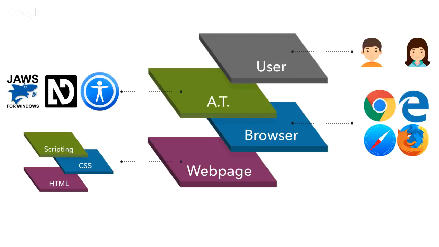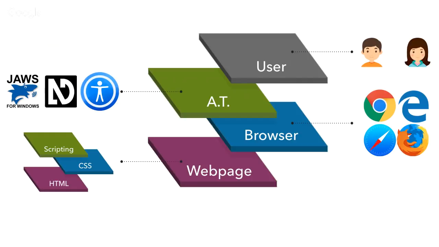And we can have a role, whatever our role is in accessibility, whether it's design, whether it's coding, scripting, whether it's building browsers, whether it's building assistive technology, we have a role to play in ensuring that these layers all work together for the benefit of the end user.